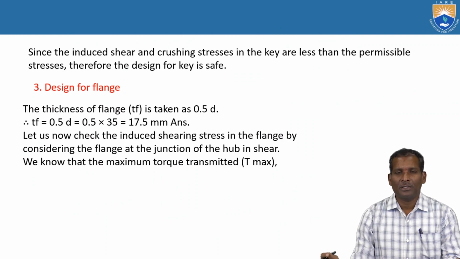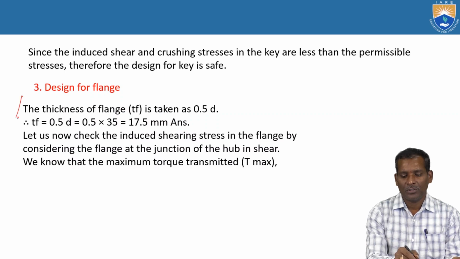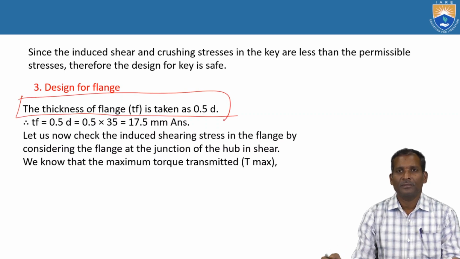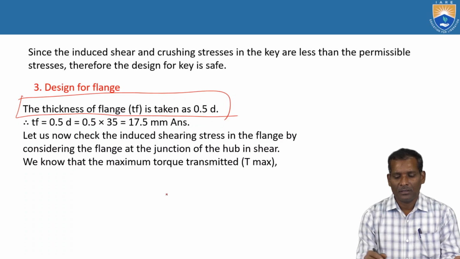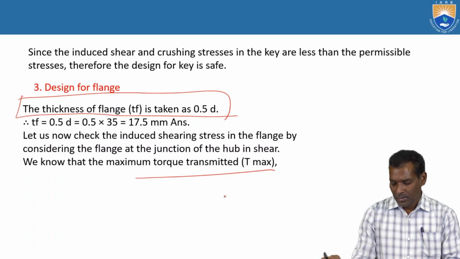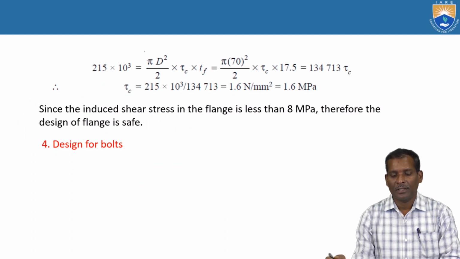Next, the third step is design for flange. The thickness of the flange is taken as 0.5 times D. This is the standard empirical relation. Now, check for the induced shearing stress in the flange and crushing also. So, for the maximum torque transmitted, apply the condition T max, and then again calculate the shearing stress value.